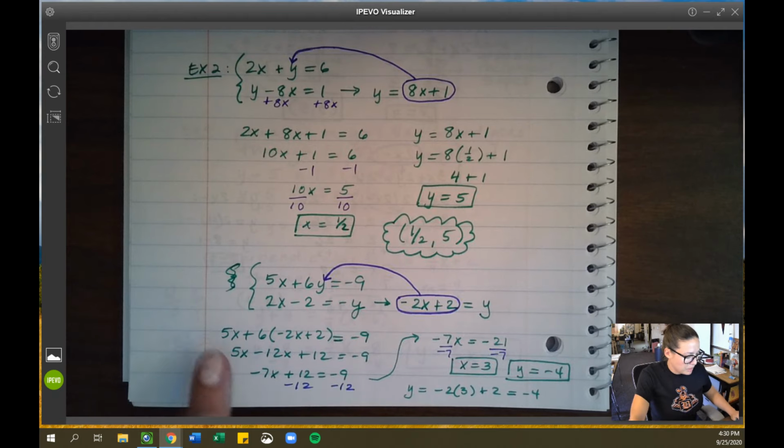All right, sorry my work is a little cramped on the bottom of the page, but you should have gotten x equals 3 and y equals -4. All right, that is going to be it for the substitution video. We have one more method to cover, and that is called elimination. And we will talk about elimination when you are in class next time.